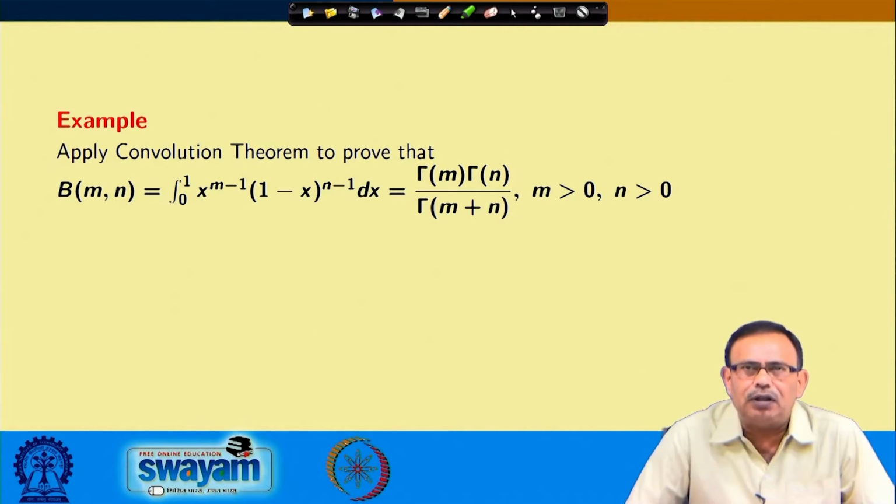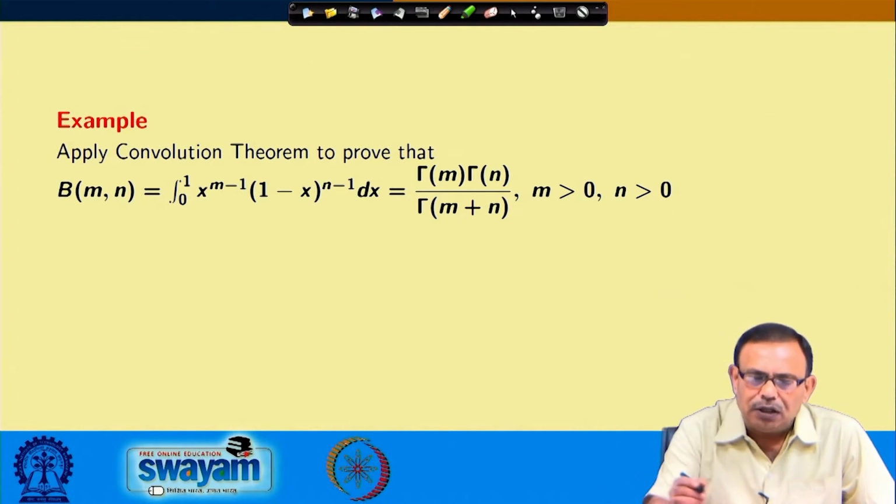If I evaluate the integral, the result is gamma m gamma n by gamma m plus n. Now, we want to see how, using the Laplace transform, we can find the value of beta m n as gamma m gamma n by gamma m plus n, where m is greater than 0 and n is greater than 0.